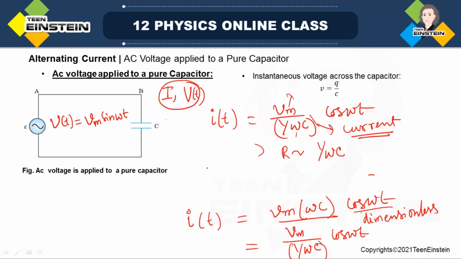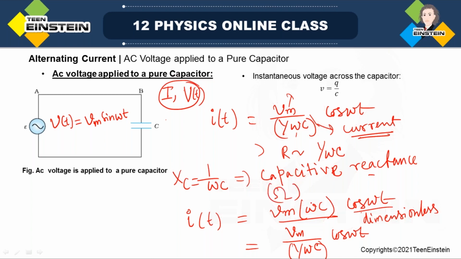1 by omega C is called capacitive reactance, denoted by Xc. You can see that this is actually equivalent to resistance. So this is called capacitive reactance, and it has the unit ohm, similar to resistance.